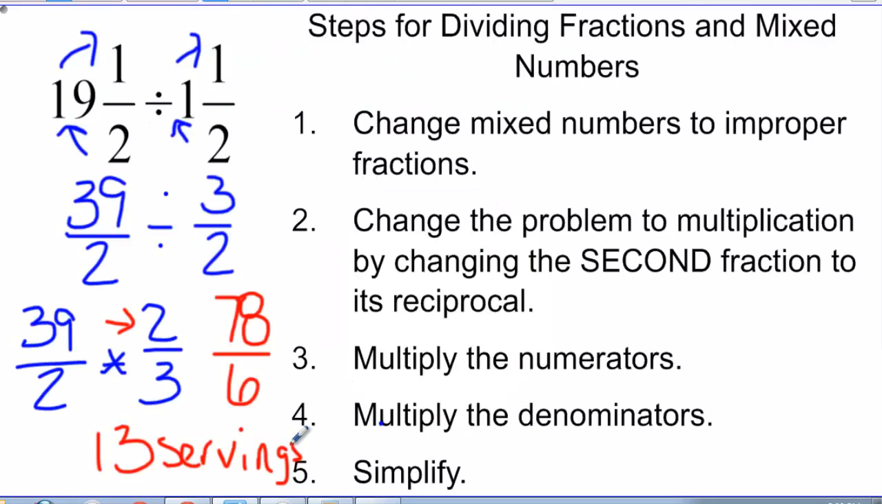All right, so you can see after I did the math there, I changed my division problem to a multiplication by multiplying by the reciprocal of the second number, and I ended up with 13 servings.